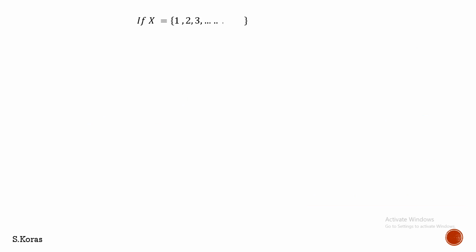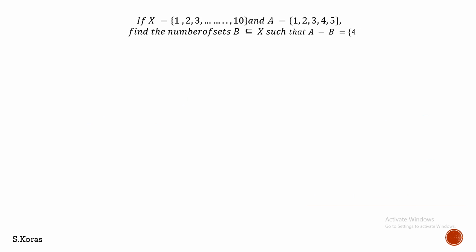Here the problem goes like this. Capital X is a set. It has elements from 1 to 10. And there is another set, capital A. It is 1, 2, 3, 4, 5. Moreover, they are giving us a clue, that A difference B is equal to 4. But the question is, if A difference B is 4, then what is B?